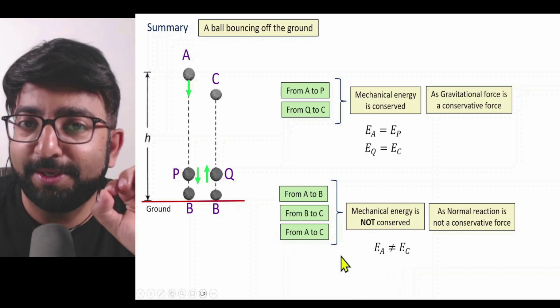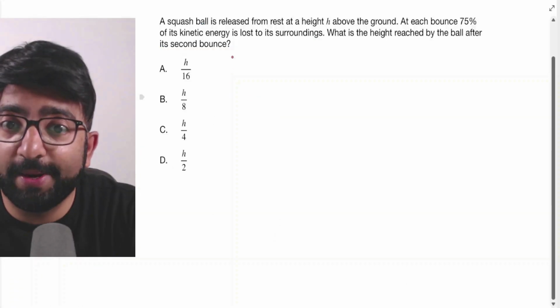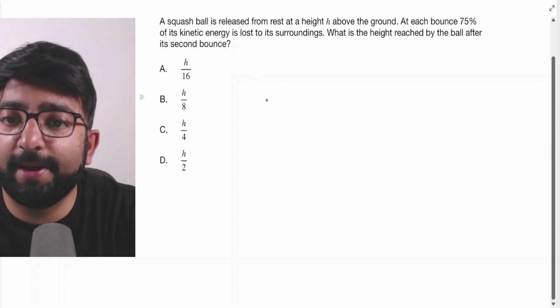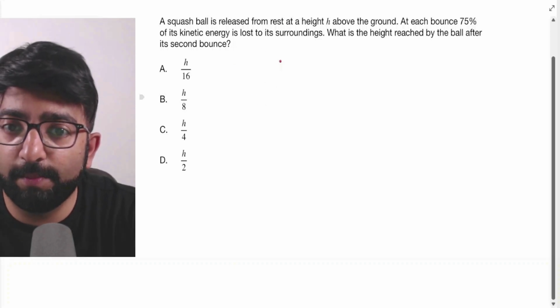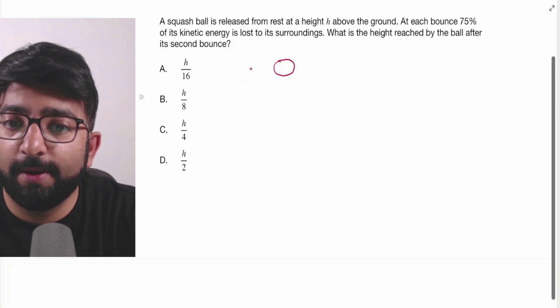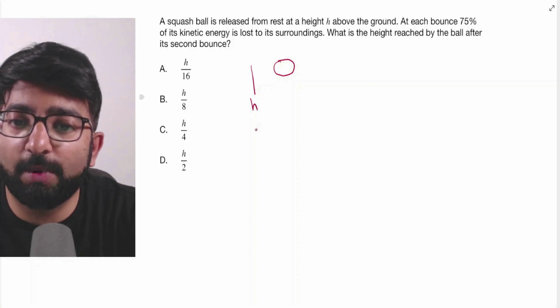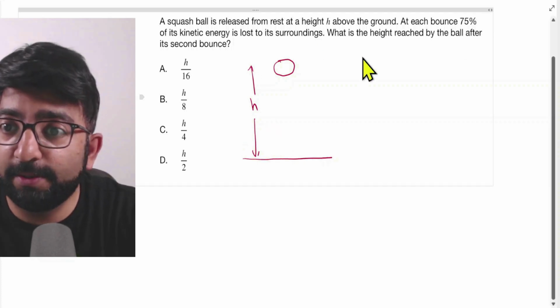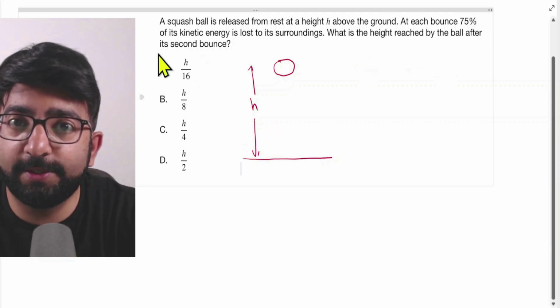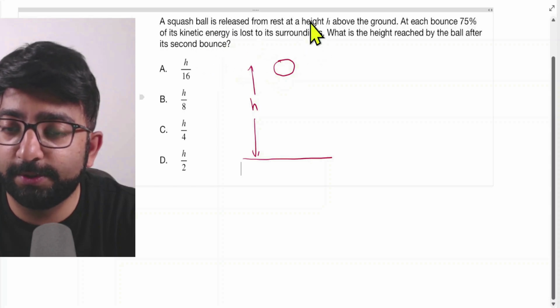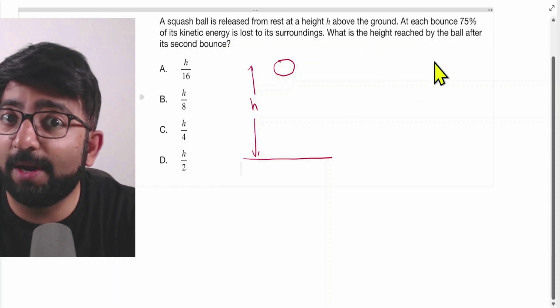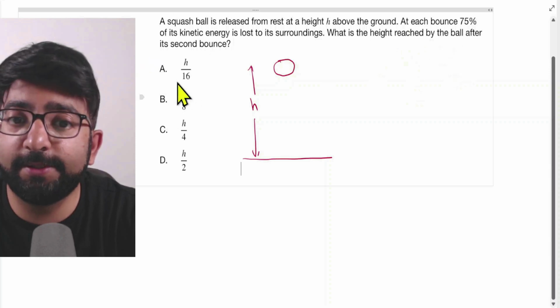Now let us solve a question based on this. A squash ball is released from rest at a height h above the ground. So let's draw a diagram. We have a squash ball which is at a height h above the ground. It is mentioned that at each bounce, 75% of its kinetic energy is lost to the surroundings. We need to find what is the height reached by the ball after its second bounce.